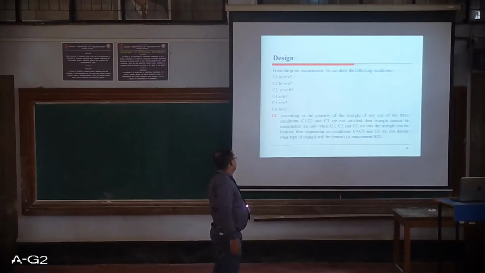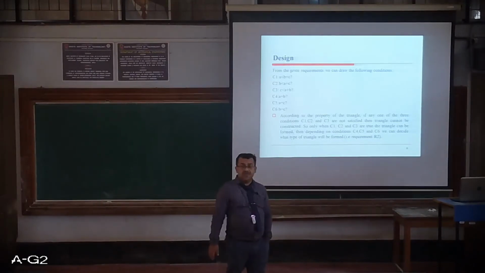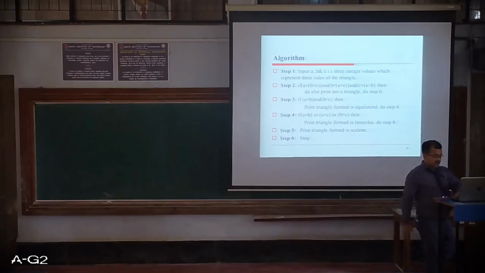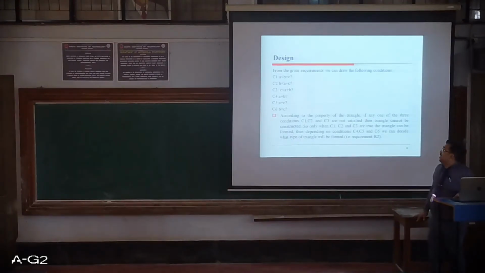So if C1 is true, C2 is true, and C3 is true, then we need to identify whether A is equal to B. If any of these is true, that is A equal to B, then it is an isosceles triangle. Or if C5 is true, then it is isosceles. Or if C6 is true, then it is an isosceles triangle. And if all the three conditions are false, that means it is a scalene triangle. Or if any of these two are true, that is A equal to B, the conditions C4 and C5 are true, but C6 is false.